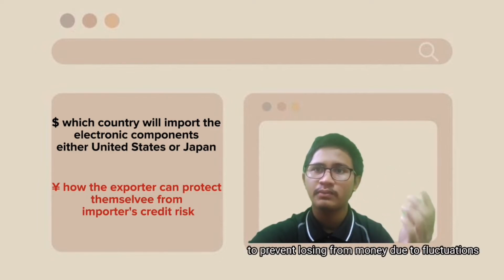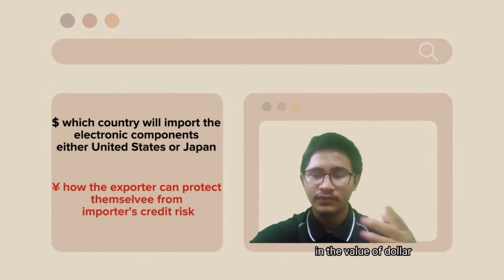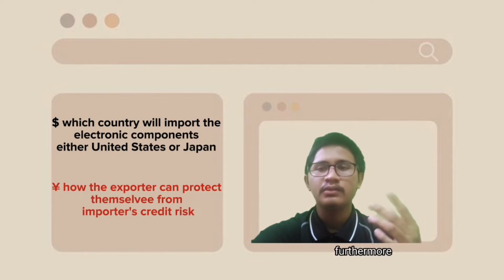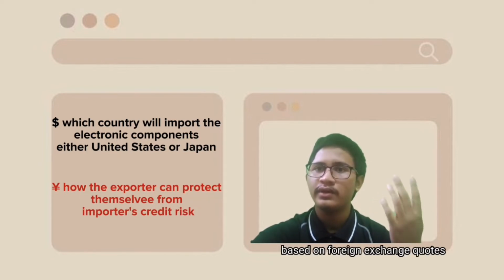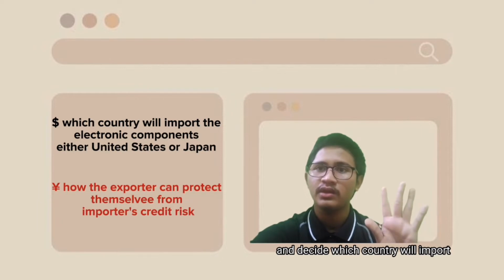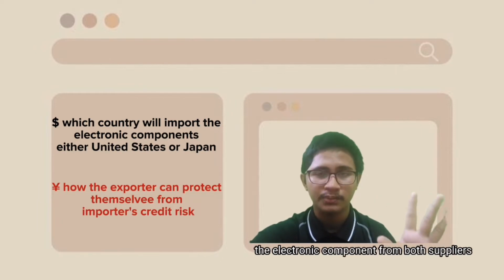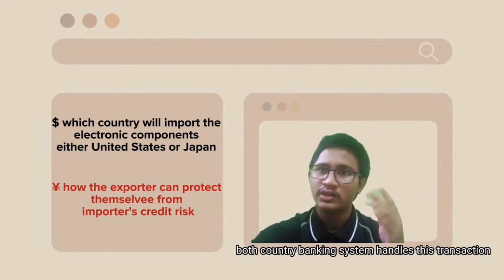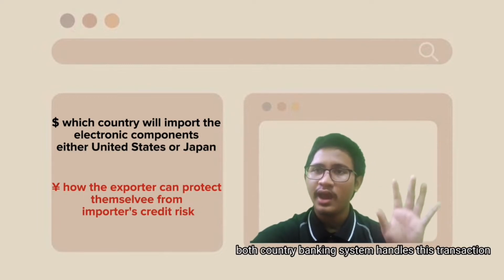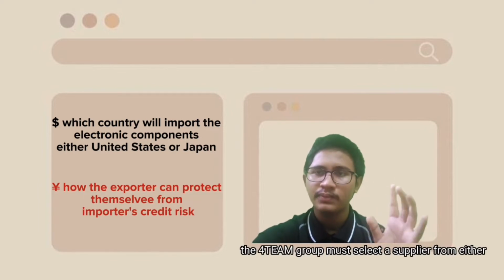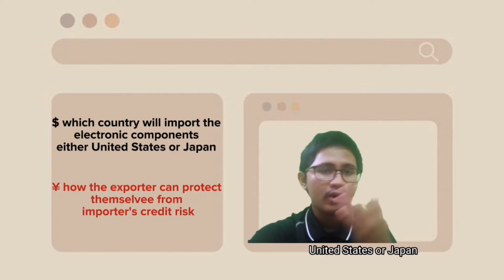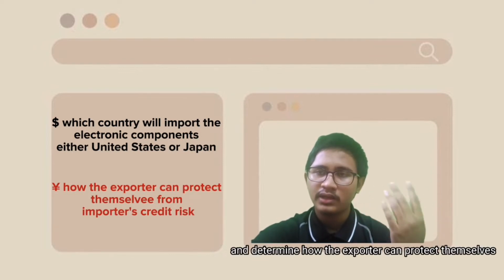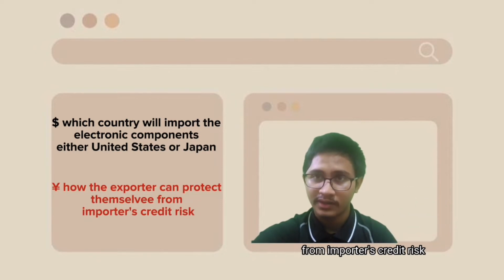To prevent losing money due to fluctuation in the value of the dollar, 14 Group will submit a contract to postpone payment. Furthermore, 14 Group must sign a contract based on foreign exchange quotes and decide which country will import the electronic component from, which is the physical transfer of currency from one country to another. Both countries' banking systems handle this transaction. As a result, 14 Group must select a supplier from either the United States or Japan and determine how the exporter can protect themselves from the importer's credit risk.